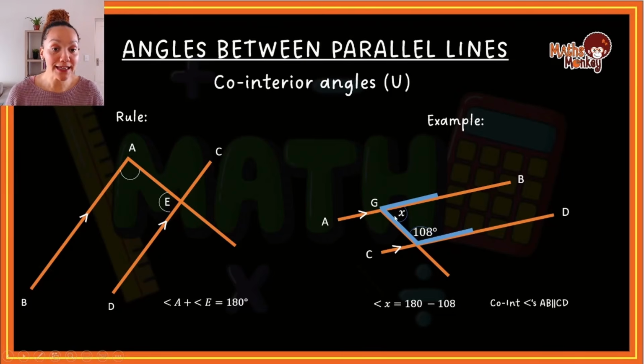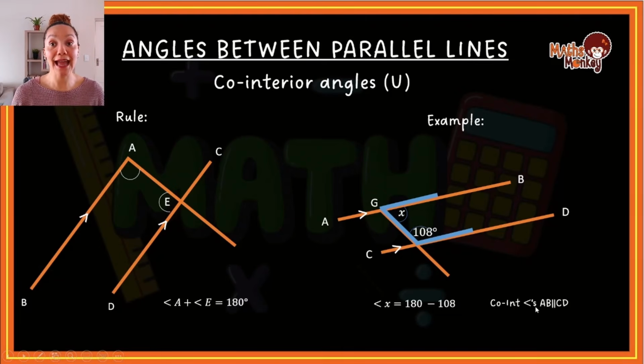So co-interior angles says I'm looking for a U, where the angles inside the U must add up to 180. So in this case, to find x, I say 180 minus 108. My reason for doing this calculation is co-interior angles. And this is how you would write it. You have to study and write the reasons properly.